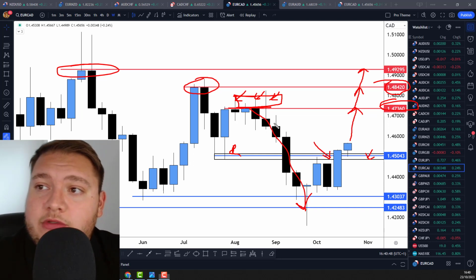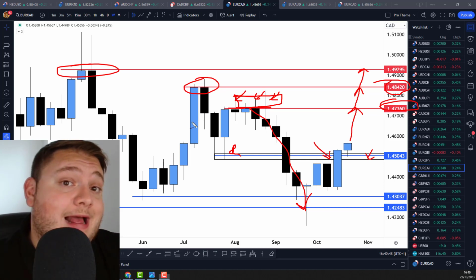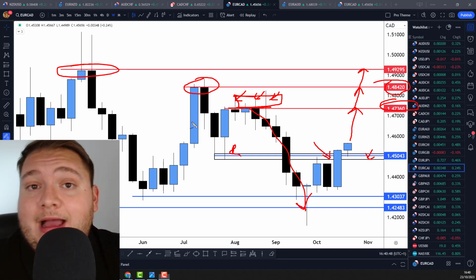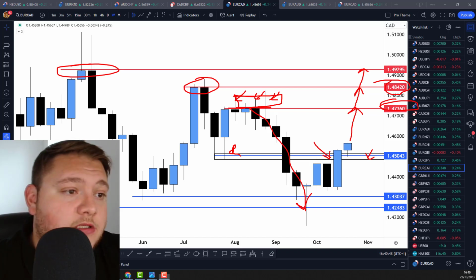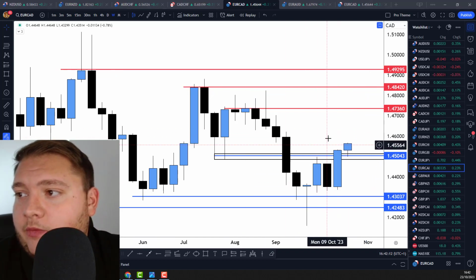And those are the levels that buyers could be looking to try and target in the next coming weeks, as long as euro remains strong and CAD remains a weak currency. So going on to some lower time frames then, what do we like to look for?